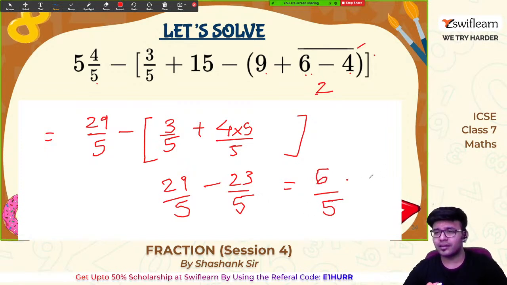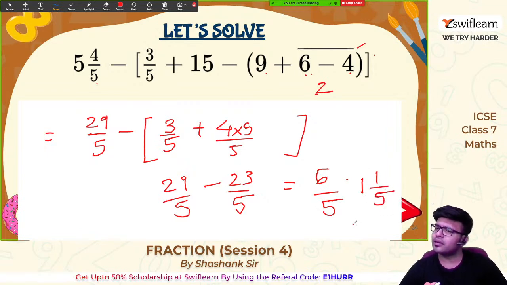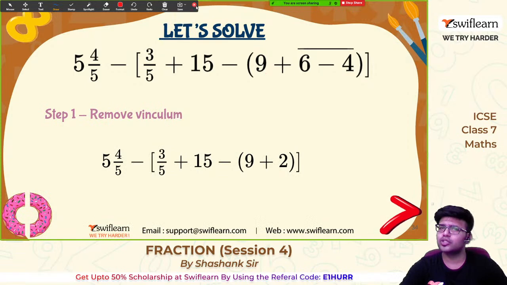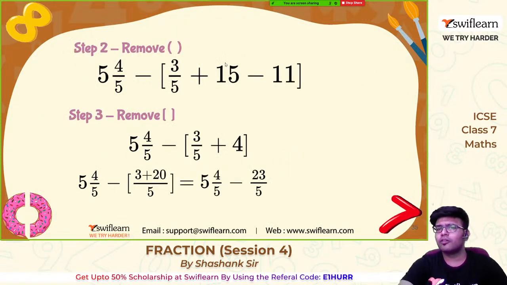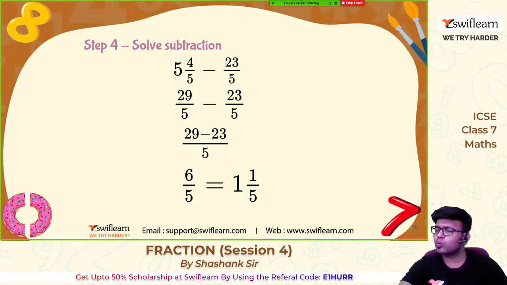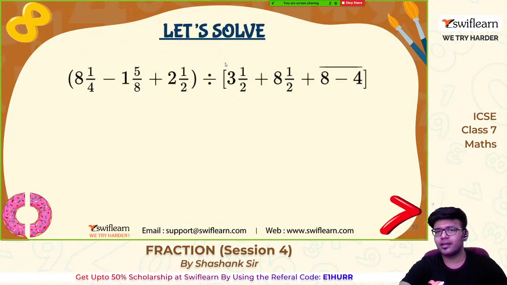Or you can write it in mixed fraction, 1 integer 1 by 5. Or even you can write in decimals. 5 ones are 5, 5 twos are 10. 1.2. That is the answer, guys. This is how we solve. Understood? First solve the vinculum, then solve the round bracket, then the square bracket, and then solve this. You get 1 integer 1 by 5.